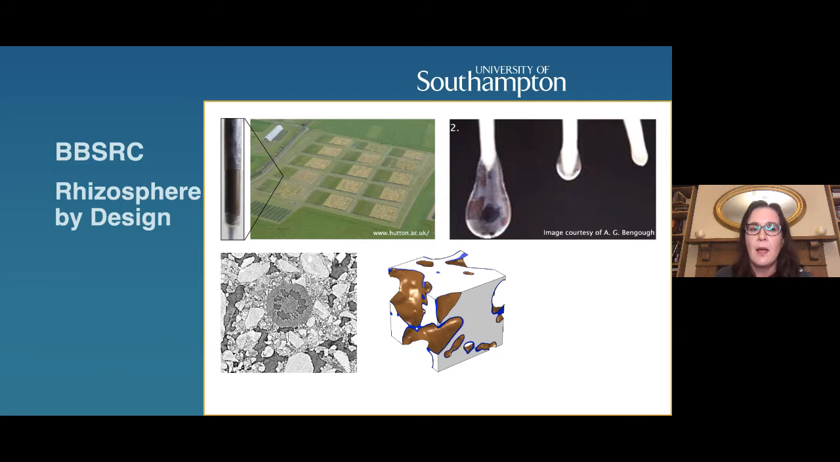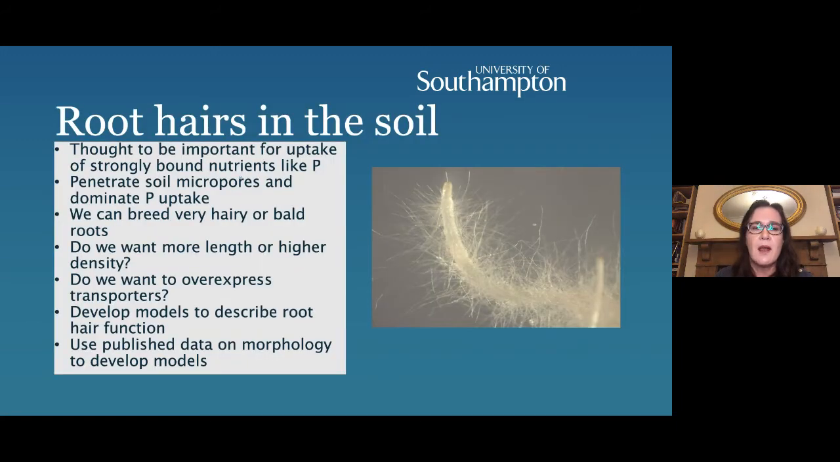So the root hairs are these single cell extensions from all root surfaces. Most roots are thought to be hairy. They are thought to be important for strongly bound nutrients like phosphorus, because they penetrate these micropores, so they can access more phosphorus than bald roots.